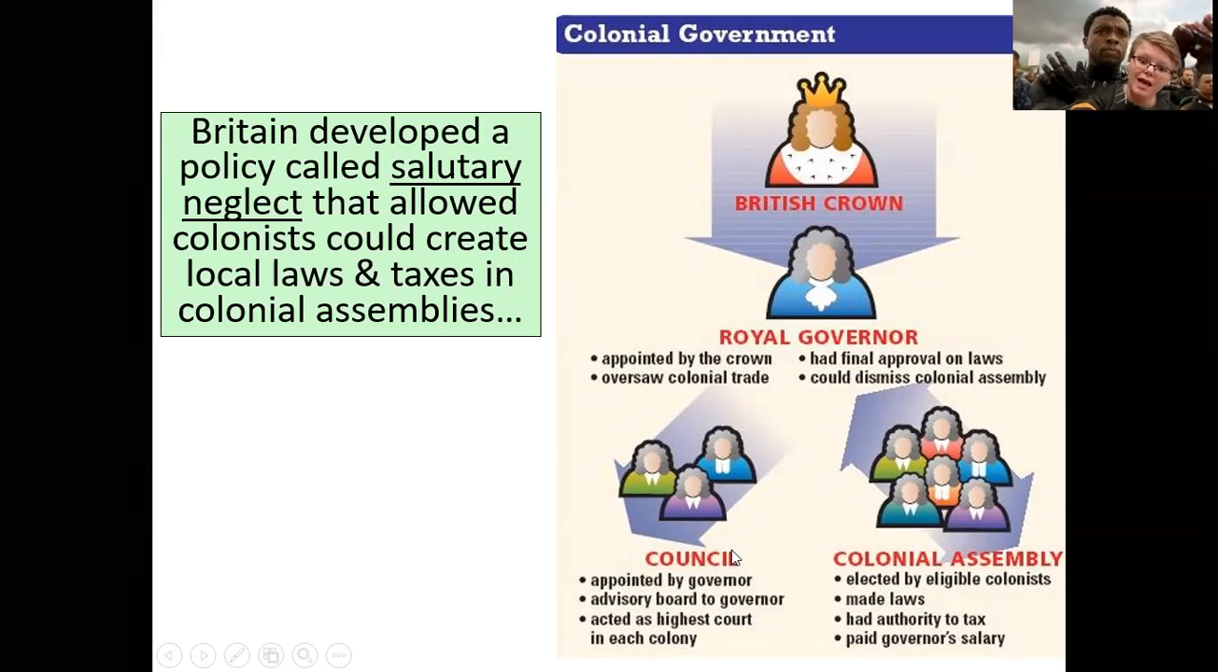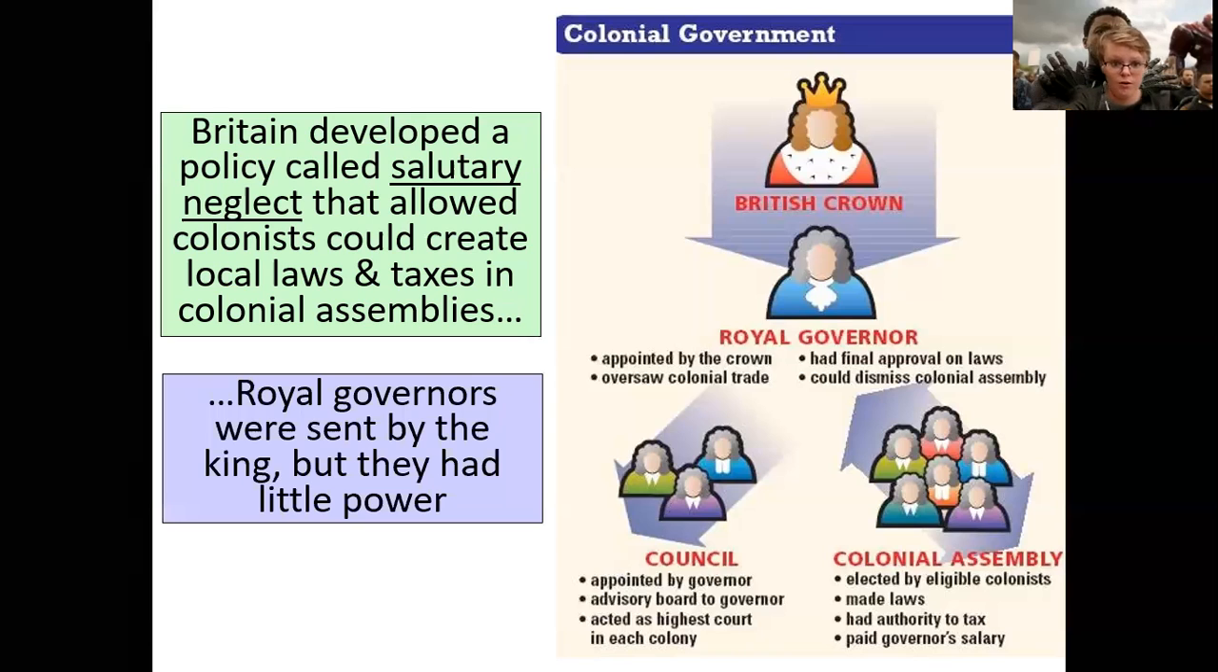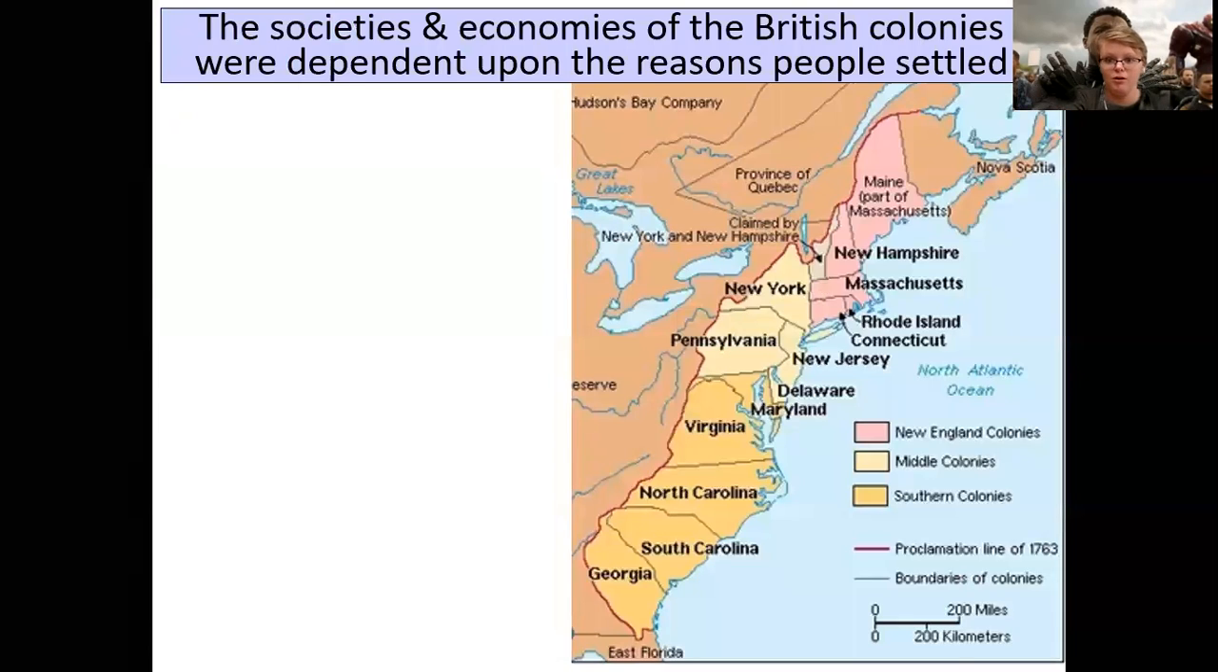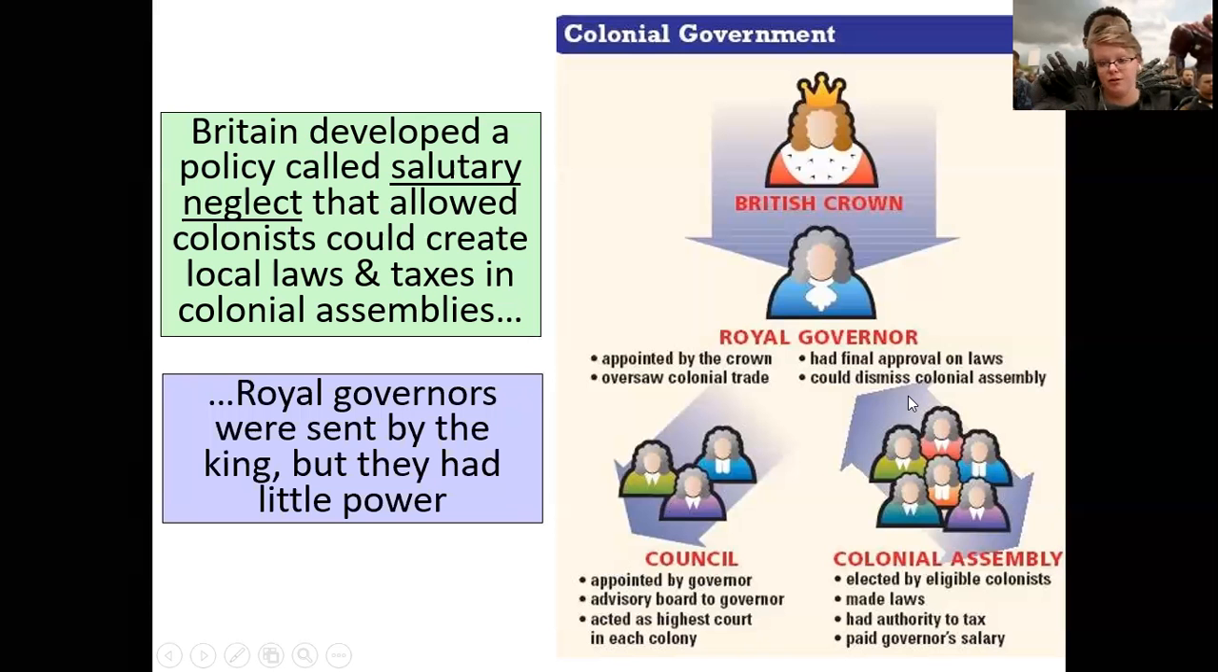The council got appointed by the governor, the advisory board to the governor, and they acted as the highest court in each colony. And this tended to be a bit more under royal control, but the colonial assemblies are going to be huge because they are going to start gaining power. Salutary neglect is neglect by allowing these to grow into something that is their own. The royal governors were sent by the king, but they had little power. They could dismiss the colonial assembly, but the colonial assembly could then turn around and overpower the royal governor.